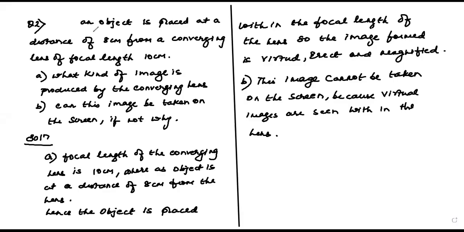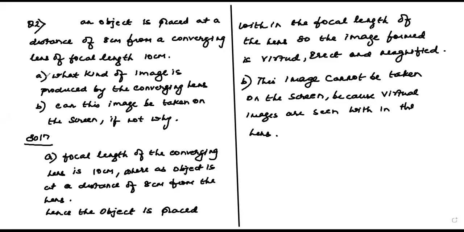Question number 2 says, an object is placed at a distance of 8 centimeter from a converging lens. Converging lens का मतलब है convex lens. Of focal length 10 centimeter. मतलब object कितना दूरी पर है? 8 centimeter दूरी पर है. किससे? Converging lens से.